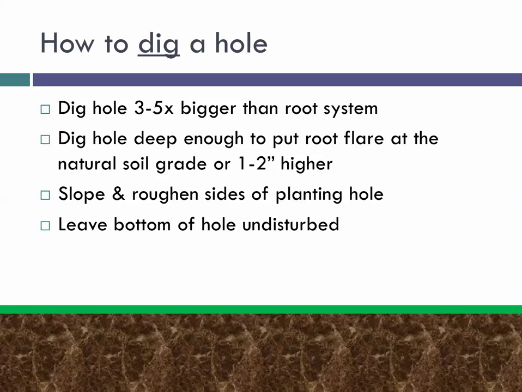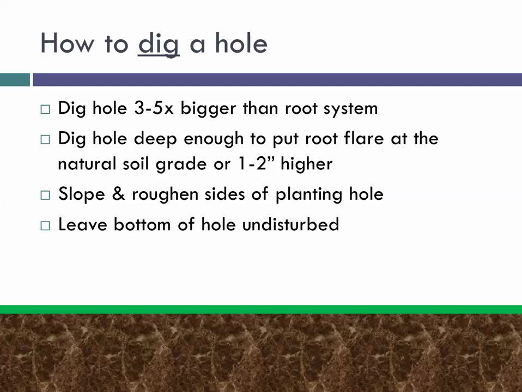We want to slope and roughen the sides. If you've ever taken a shovel through the soil, you might have seen the glazed surface that is left behind. If a root is trying to grow and hits that glazed surface, it may not be able to penetrate it and it may turn and just grow to the side. We don't want that. We want to invite those roots out into the surrounding soil.